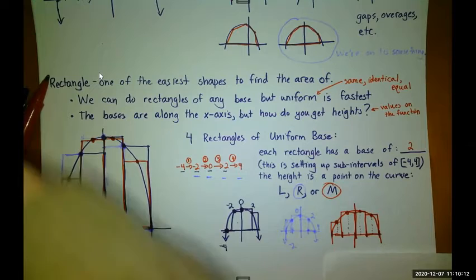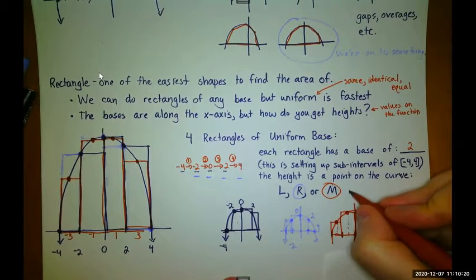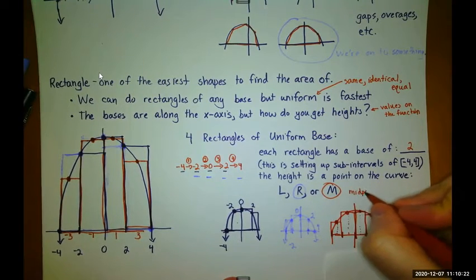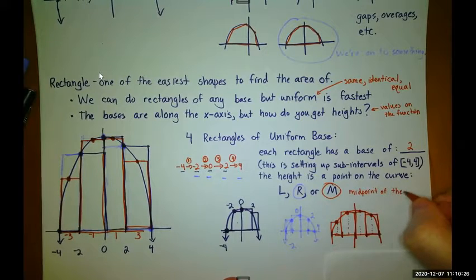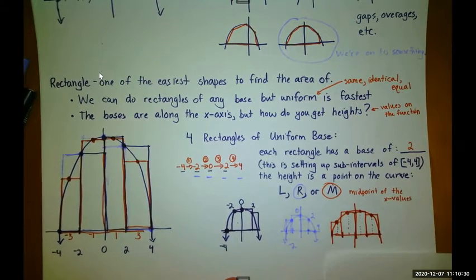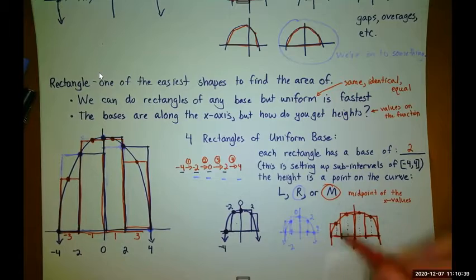And here then is the last. The last one is the midpoint. And we call it the midpoint because it's the midpoint of the x values, or the midpoint of the subinterval. What do I mean by that? Well, remember the first rectangle has a base that goes from -4 to -2. We draw the height at -3.